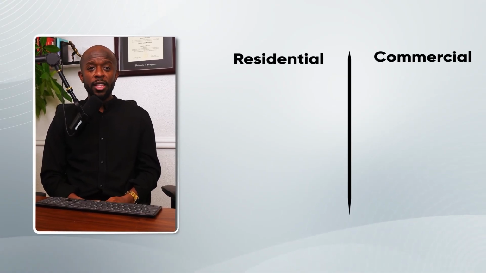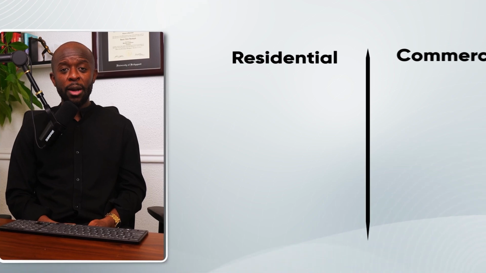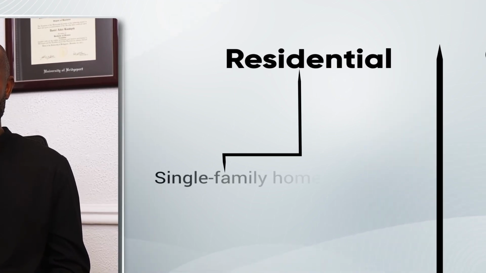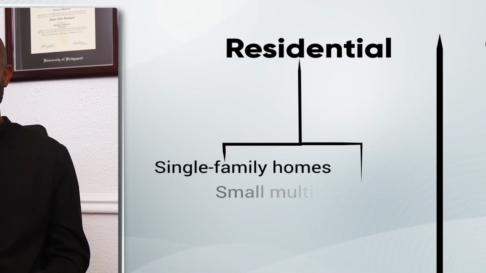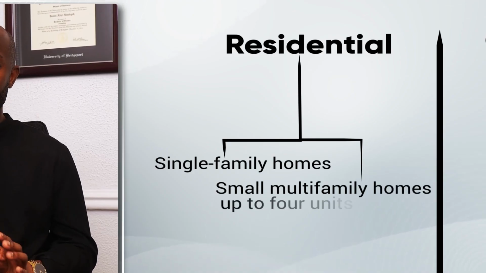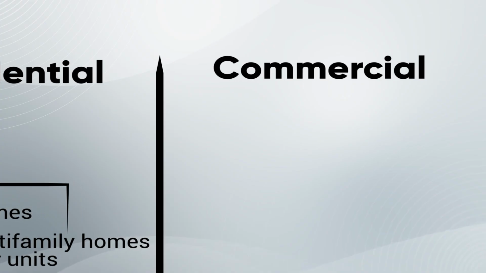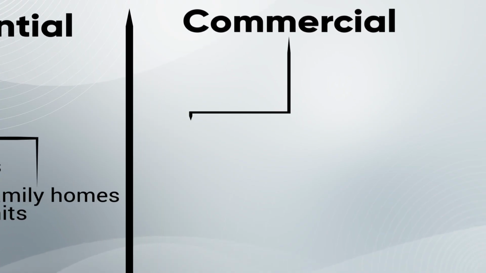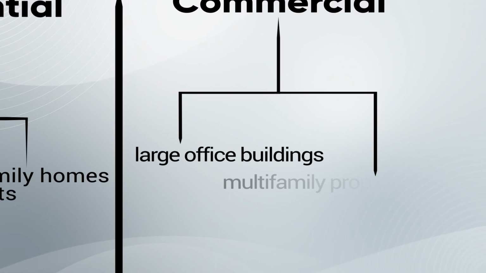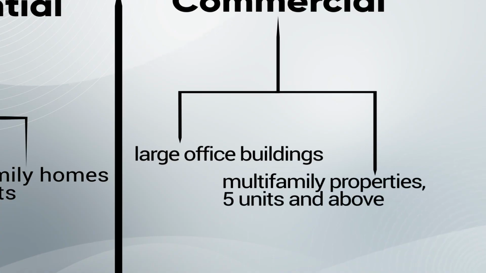Asset types are divided into two main categories, residential and commercial. The first category, residential properties, are your single-family homes and small multifamily homes up to 4 units. The second category is commercial properties. Commercial properties are going to be your large office buildings, multifamily properties, 5 units and above, and basically every other property type you see out there except for raw land.